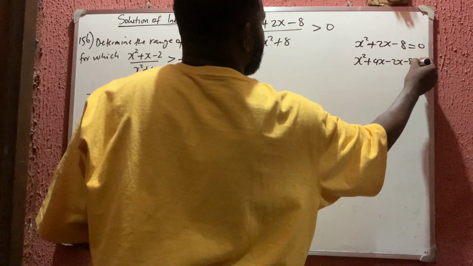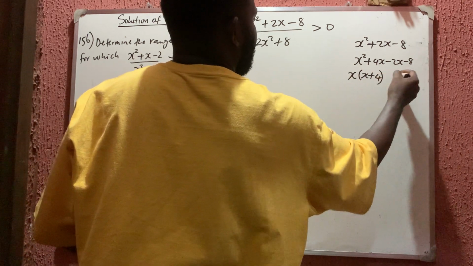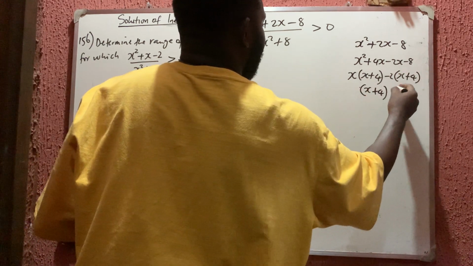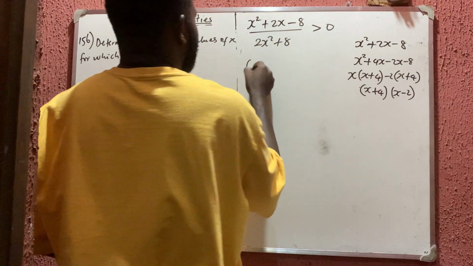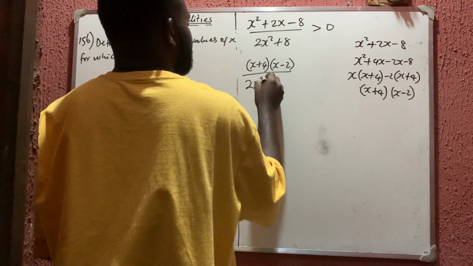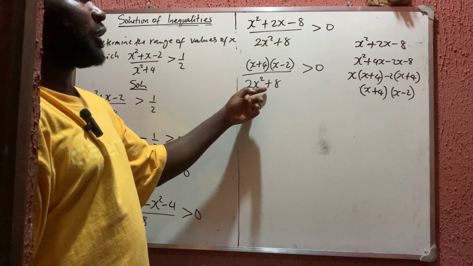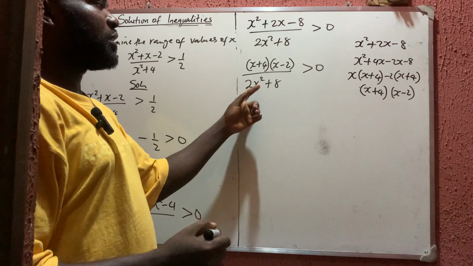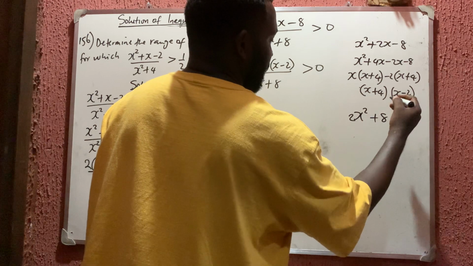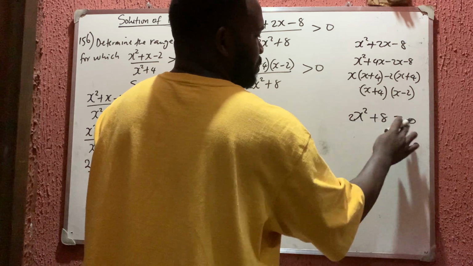I want to get the critical points, or I'm just factorizing. So I have x into (x + 4) minus 2 (x + 4), so I have (x + 4) and (x - 2). Okay, here I'm having (x + 4)(x - 2) all over (2x squared + 8) is greater than 0. Now, there is nothing that you put here in the denominator that will make it 0. So the critical points here are -4 and 2. Don't forget.